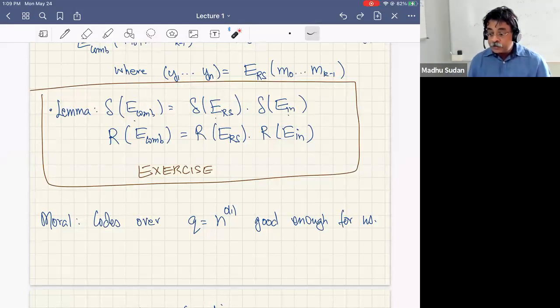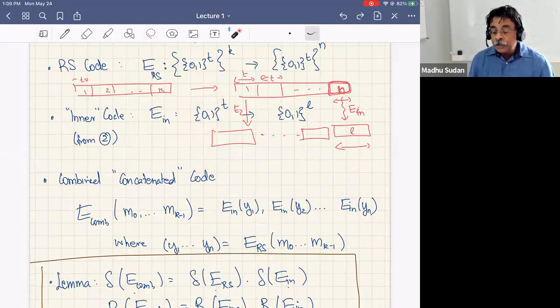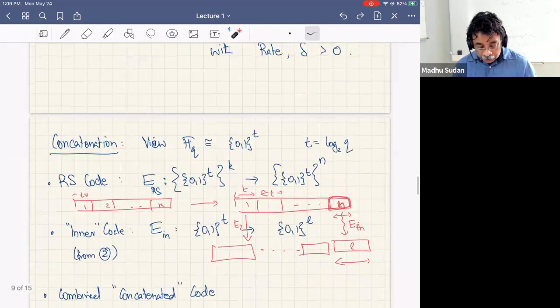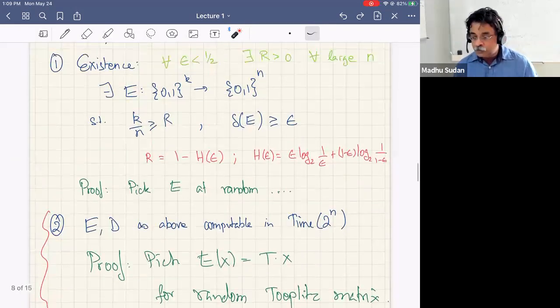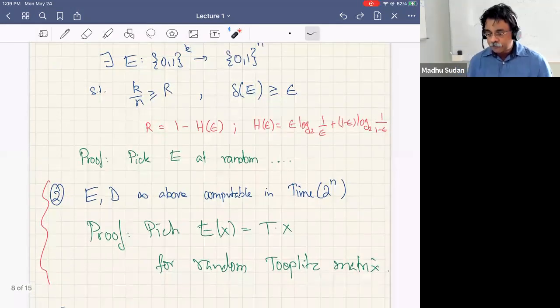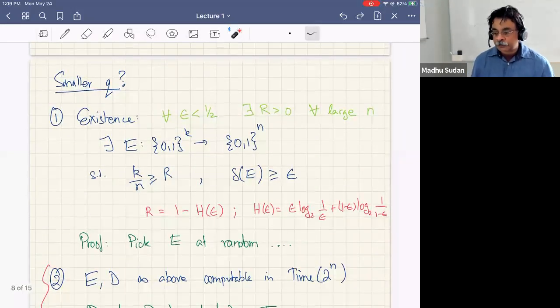Rani is asking a question. Are you still limited to rate at most 1/2? Yes, the inner codes, if they're going to be for binary alphabet, the rate will be at most 1/2. If you're working over codes over larger alphabet, we can get higher distance and rate. Okay. Rani, the distance of the inner code is at most 1/2. The inner code could have rate close to 1. We didn't prove it over here, but they do exist.